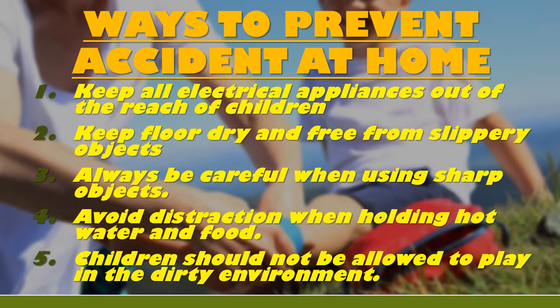Now look at the ways to prevent accidents at home. The first one is that we should keep all electrical appliances out of the reach of children. What that means is the iron, then we have the television set, all those items that we use electricity for, should be kept out of the reach of children. We should not go there even if you are seeing it at home.